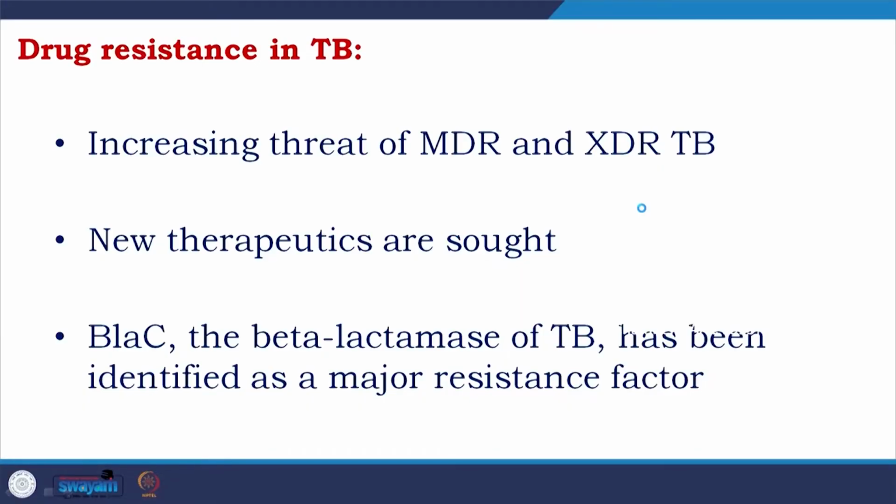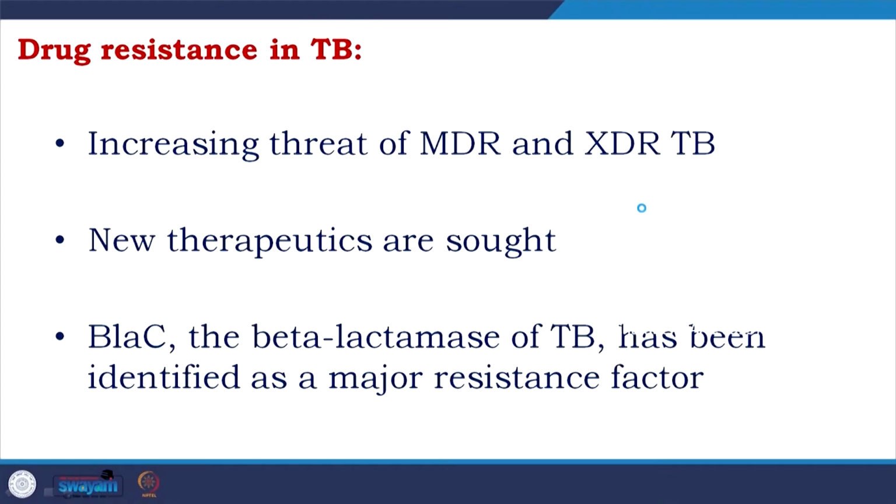Whereas on one side it is difficult to combat tuberculosis, on the other hand it is becoming even more complicated than what we are looking at, with the emergence of multiple drug resistant and extensively drug resistant tuberculosis. So, it is very important to get new therapeutics to combat this deadly pathogen. BlaC, the serine based beta lactamase of tuberculosis, has been identified as a major resistance factor. Now you know about beta lactamase; we talk about beta lactams as the drug.